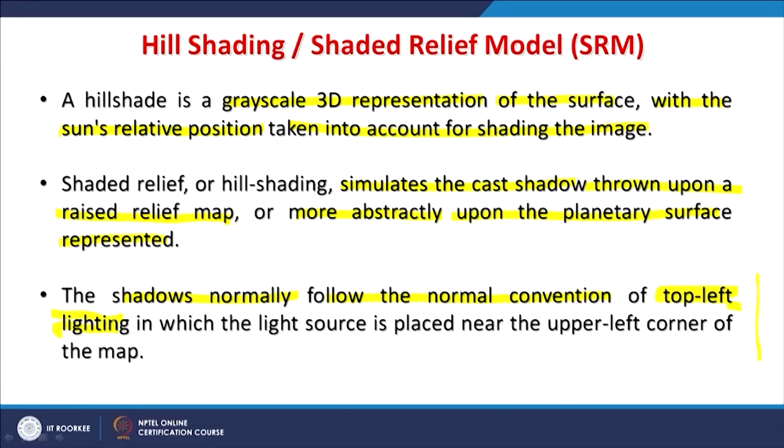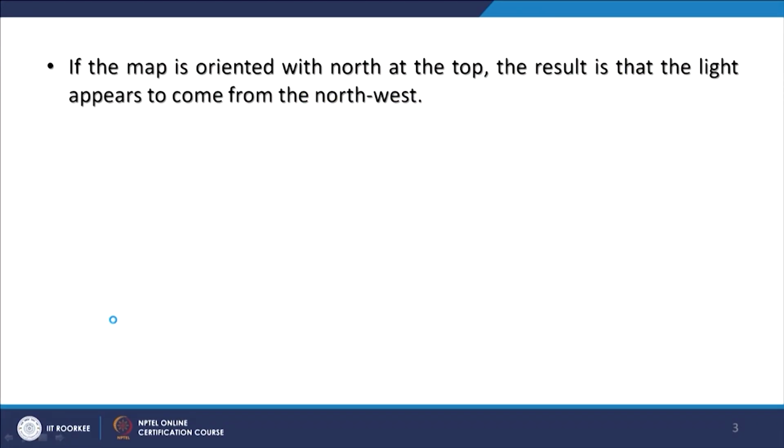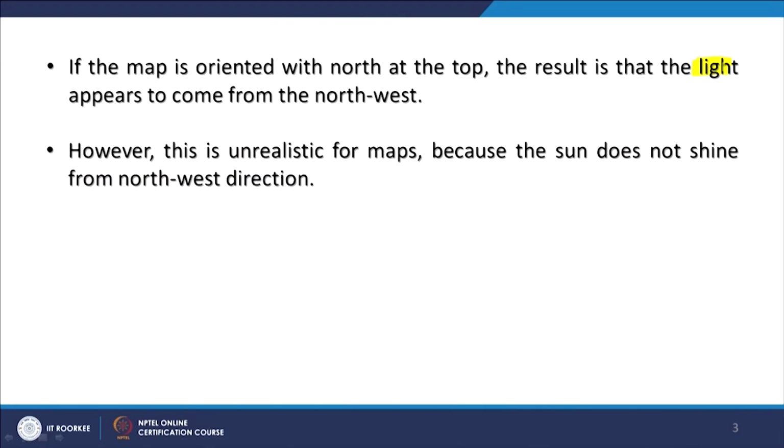But for the time being, let's assume that by default all these software will bring the illumination source always from the top left corner. Now, if a map is oriented with north at the top, the result is that the light appears to come from the northwest. So this light will always be coming from that direction. However, this is unrealistic. Why unrealistic? Because we know that the sun can never reach in the northwest.